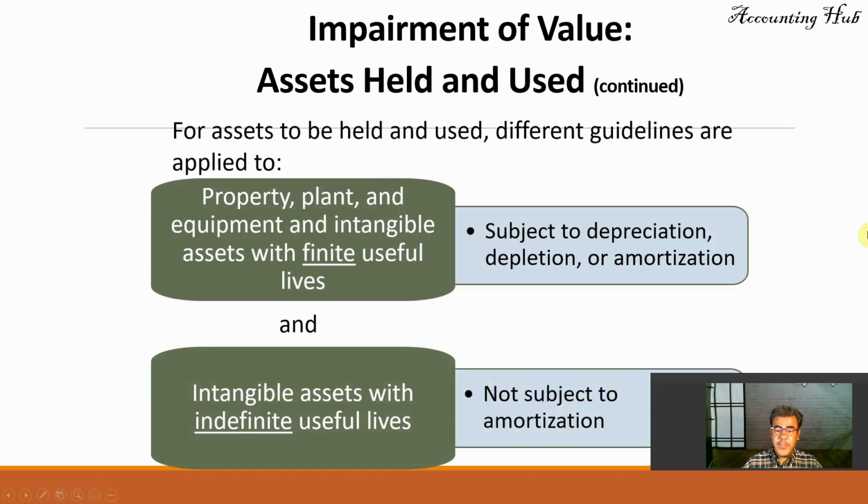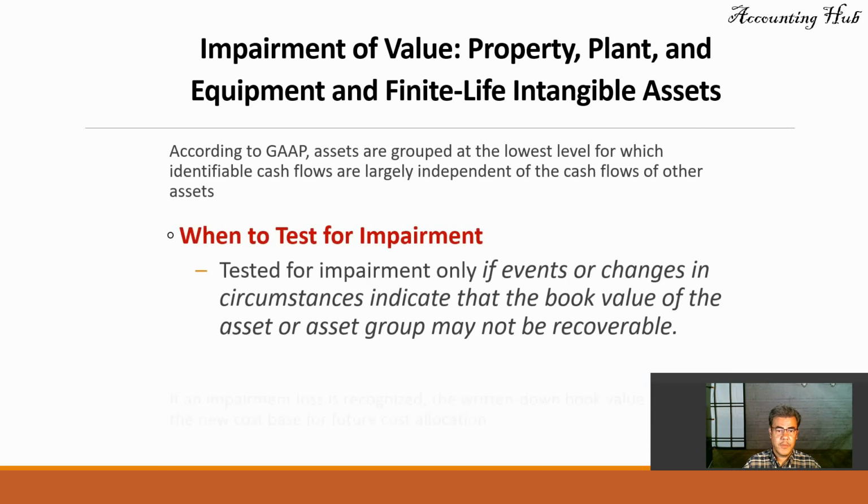So what do we have here? For assets to be held and used, that is the most common one, different guidelines are applied to property, plant, and equipment and intangible assets with finite useful lives, or subject to depreciation, depletion, or amortization, and a different guideline for intangible assets with indefinite useful lives, or not subject to amortization.